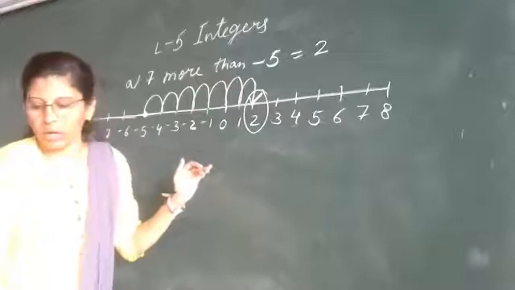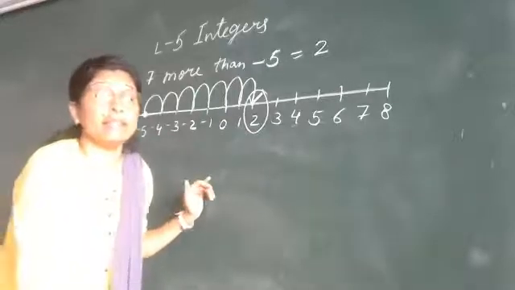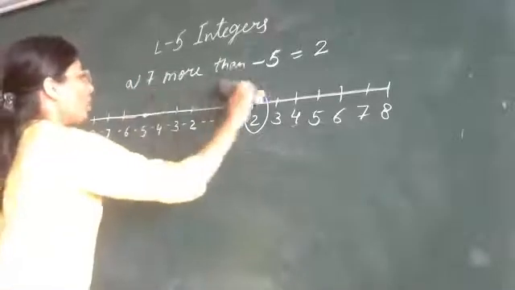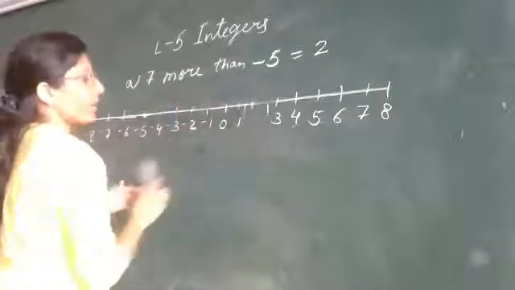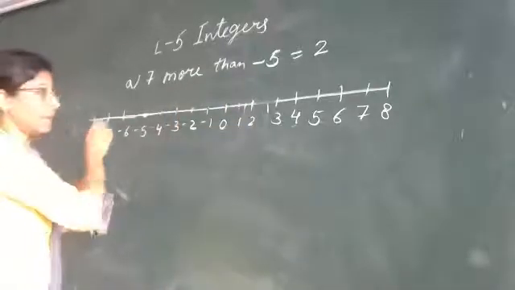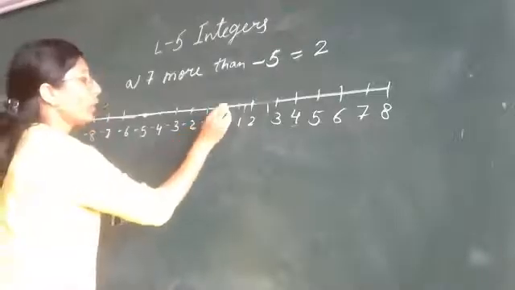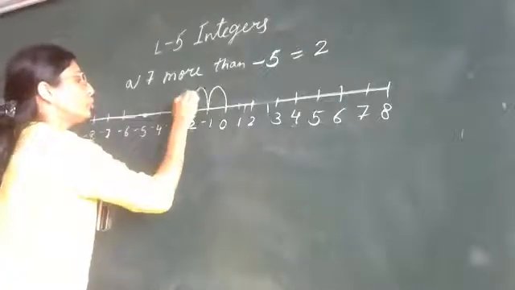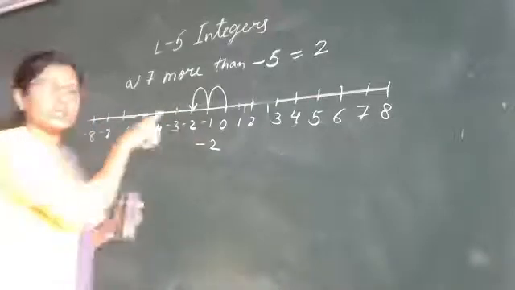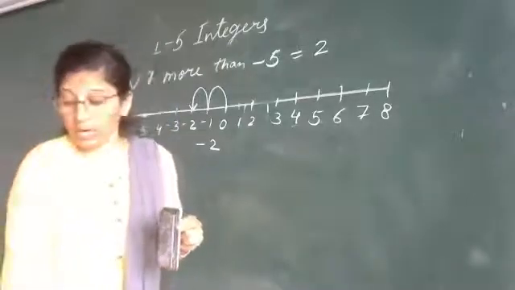Understood how to do it? Yes, ma'am. Okay, we'll see one more. 2 less than 0. Now, what have they told? 2 less than 0. Whenever less is there, you have to go to the left side. So from 0, you have to go left. 1, 2. So what will be the answer? -2. Okay, 2 less than 0.